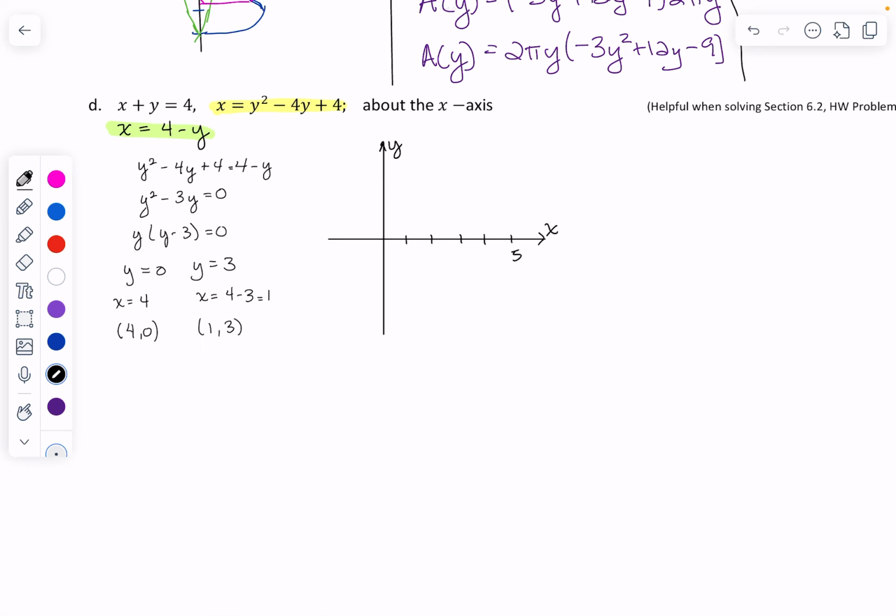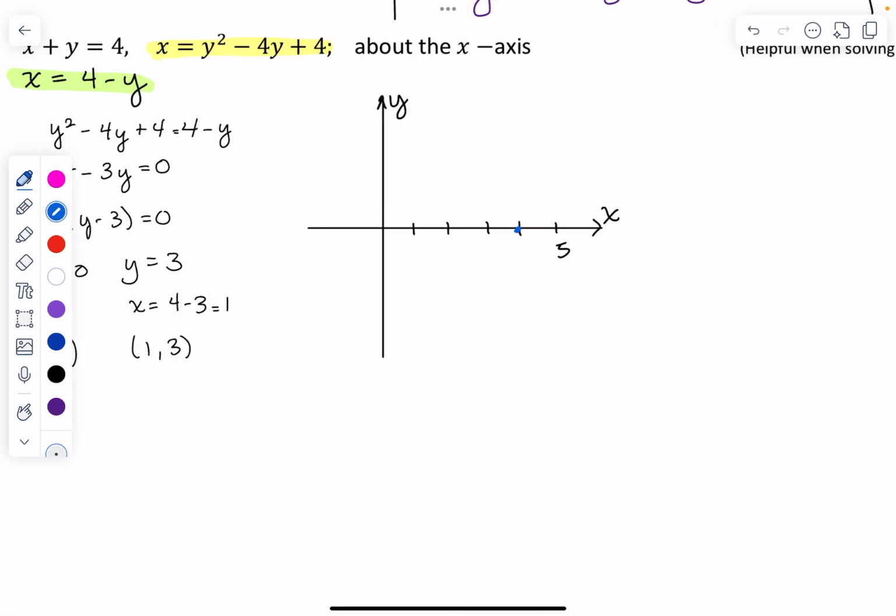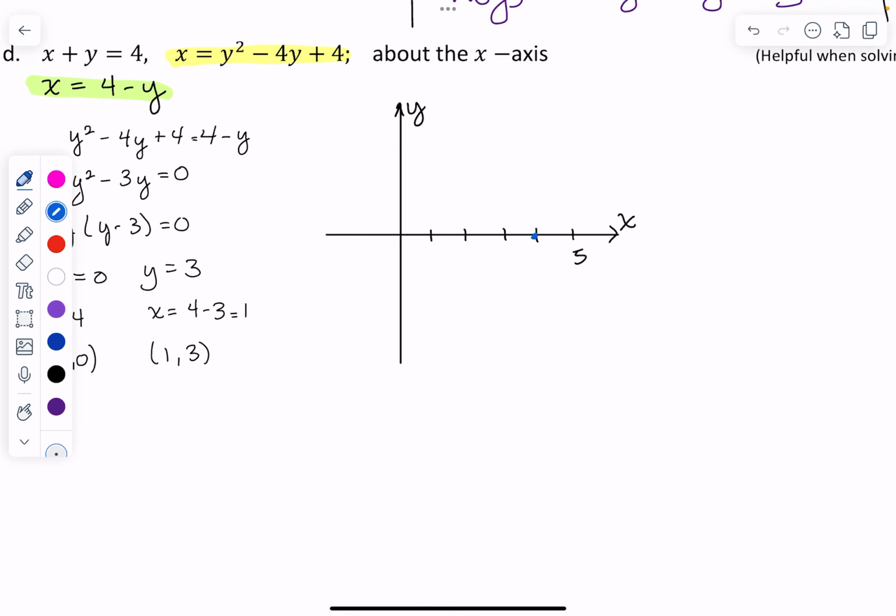And so I have a point. I'll put it in blue at 4, 0 right here. Let's zoom in. I have a second point at 1, 3. So the 1's already on there, but let's go up to 3. 1, 2, and 3. Again, in blue, I have a point right about here. Now I know that x equals 4 minus y is a line, so I'm just going to make a straight line off of that. There we go. All right, so that is our line.